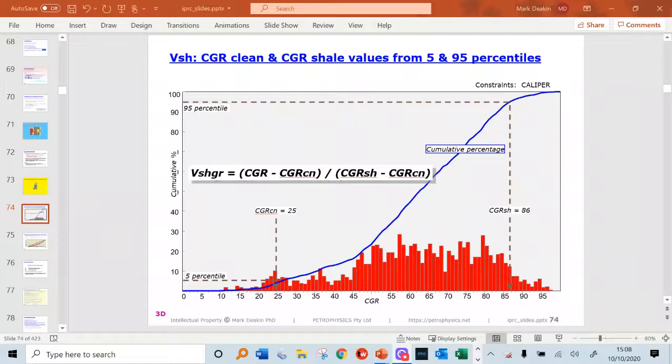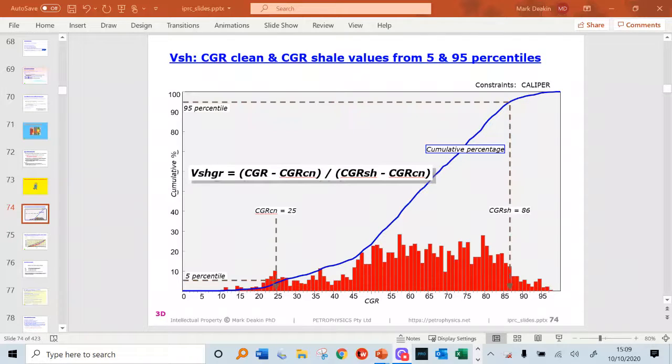So what we do is we pick the cleanest occurrences, which are down, not the very lowest one, but sort of off, because there could be some bad data or something strange could be going on there. So we pick it conventionally at about the 5 percentile value, although I use the 2 percentile. Conventionally in textbooks you'll see the 5 percentile is used for the clean or the lowest gamma ray, which by implication is the lowest amount of shale. And then the 95 percentile, which in this case is 86 for this parameter.